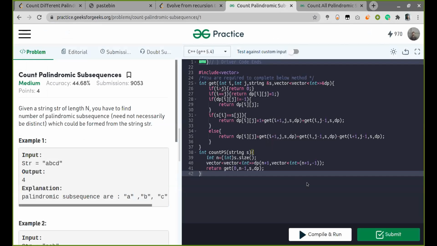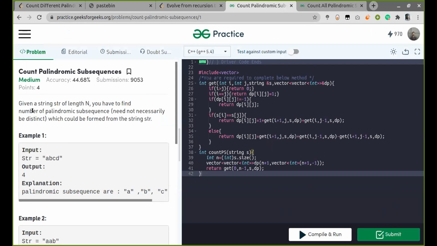Is the screen visible? Now, this is the problem where we need to find the total number of palindromic subsequences, which need not necessarily be distinct. This is the easy part of that question on LeetCode, since we don't need to consider the distinct ones.